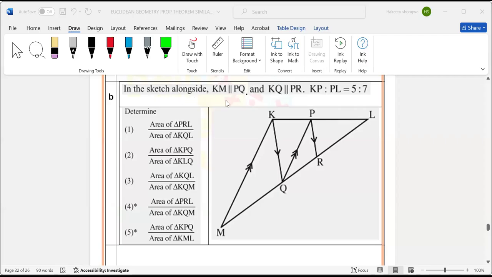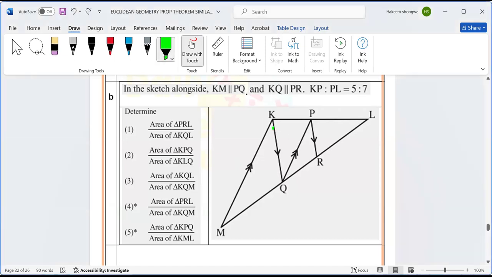In the sketch alongside, we have KM. Let's check KM. KM is this one. It's parallel to PQ. We can highlight the parallel lines. We have this one, which is parallel to this one. And then we have proportionality.